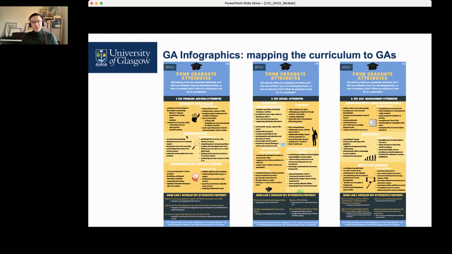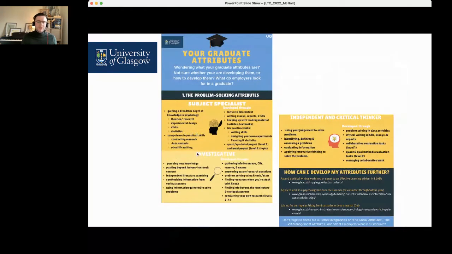We know our students are going to have to get a lot more experience if they do want to be practitioners in psychology over and above their degree. So we give some additional resources, additional places that they might want to go to develop those attributes further. If we zoom in on the first attribute infographic, subject specialist, that means gaining a breadth and depth of knowledge in terms of theories, experimental design, ethics and statistics, and students will develop this through lecture and lab content, writing their assignments, practical skills in the lab, and some of the larger projects at levels 3 and 4.